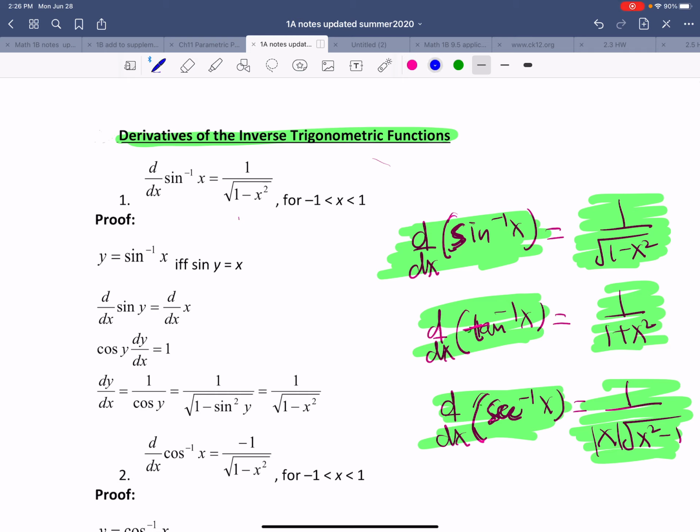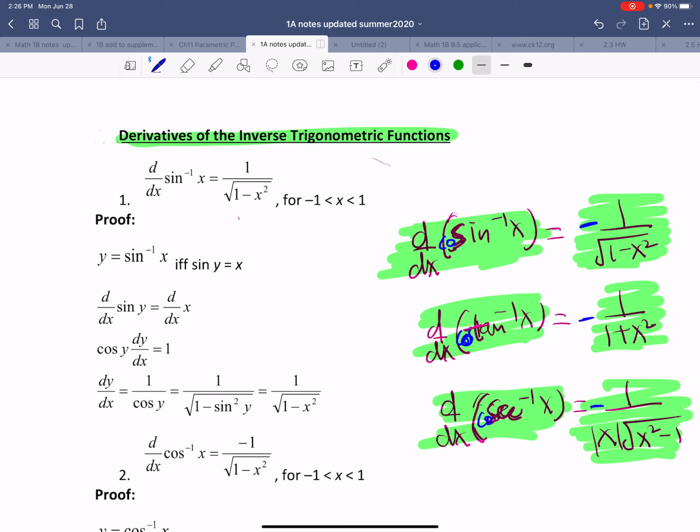We can use implicit differentiation to do the proofs. So if you remember these three, you actually do remember the rest of them as well. The derivative of cosine inverse x would be the negative of 1 over the square root of 1 minus x squared. The derivative of cotangent inverse x would be negative 1 over 1 plus x squared. The derivative of cosecant inverse x would be negative 1 over the absolute value of x times the square root of x squared minus 1. So memorize these derivative rules for inverse trig functions.